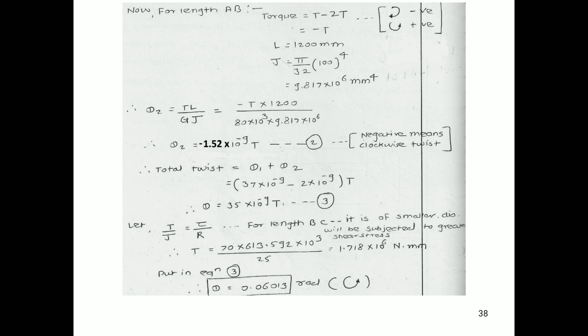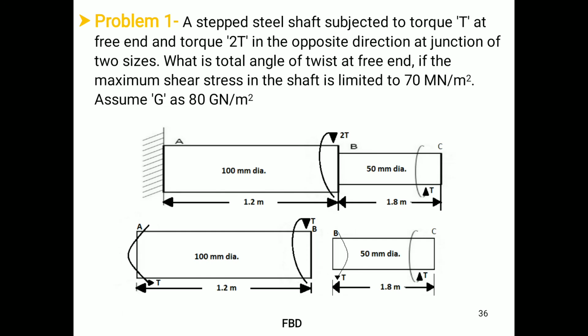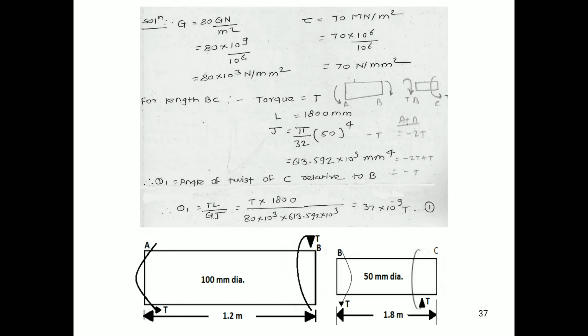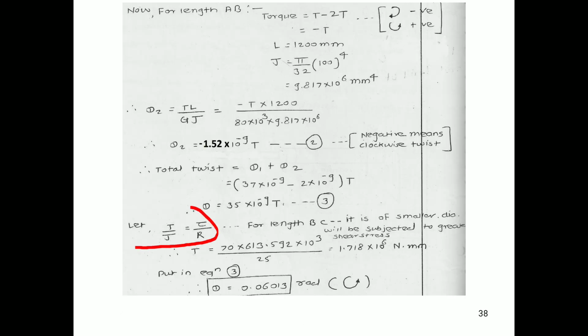So remember, as per the statement given in the numerical, we have the maximum shear stress in the shaft limited to 70 meganewton per meter square. This is the value of maximum shear stress in the shaft. So the maximum shear stress will be in the shaft which has a smaller diameter. So we have the diameter of BC as 50 mm and AB as 100 mm. So we will apply this formula for the shaft BC only, because maximum shear stress will be developed in this particular shaft only.